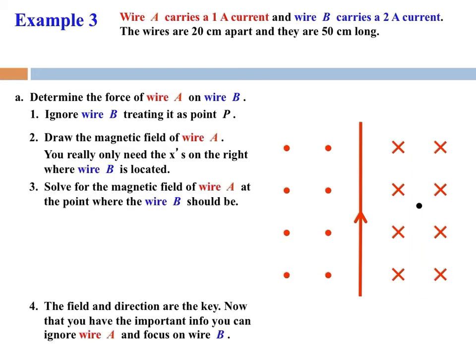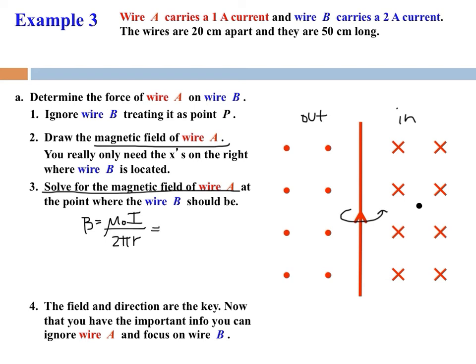Next we're going to draw the magnetic field of wire A. So again, our thumb goes up, our fingers curl around in this direction. That means the magnetic field goes into the page here and out of the page on the left-hand side. Now we need to solve for the strength of the magnetic field of wire A. So to do that, we need B equals mu naught I over 2 pi r, where r is the distance between wire A and wire B.